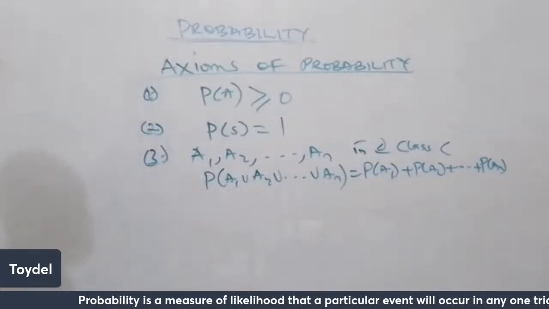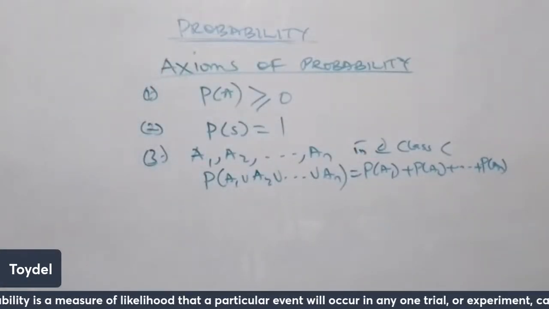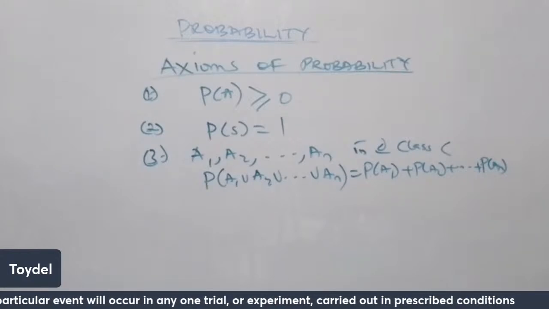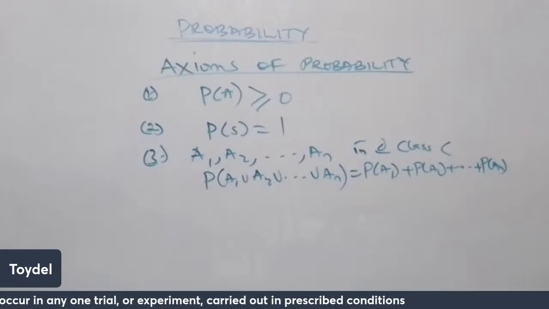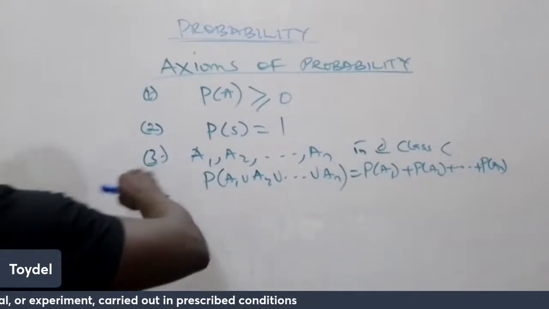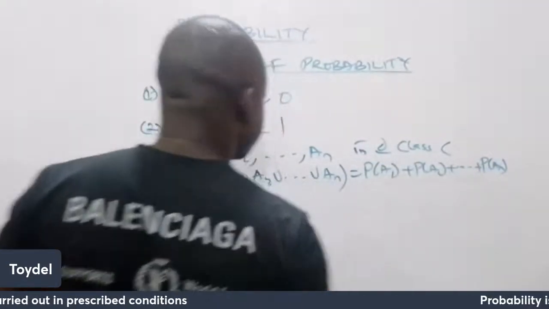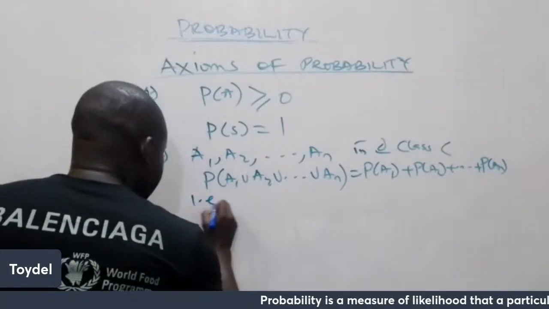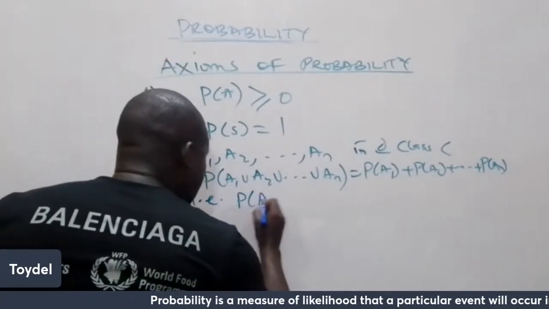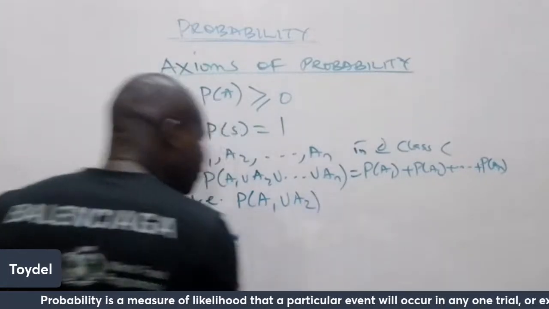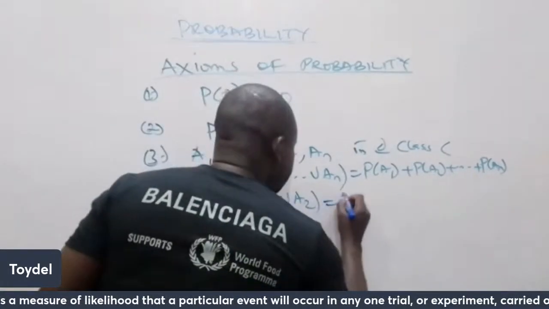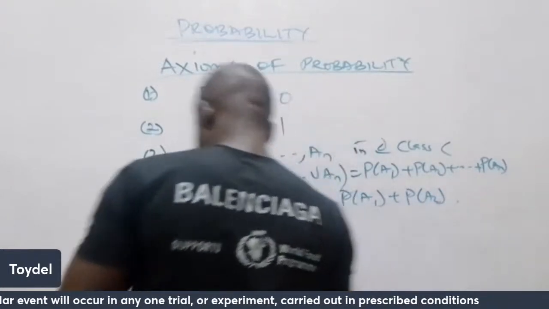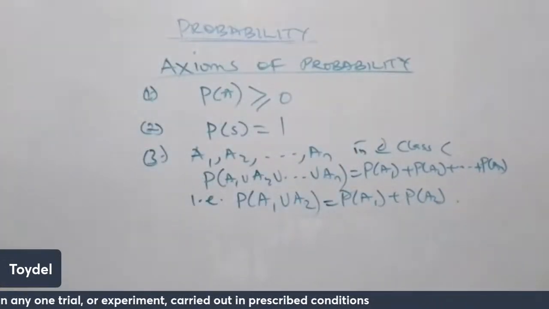In a situation where we have mutually exclusive events that cannot happen together, this is how we write the probability. If we have all these events and say they are mutually exclusive, that's what we are going to have. But let's say we have just two events, A1 and A2. If you narrow it down to the probability of A1 union A2, it simply means we are going to have the probability of A1, the first one, plus the probability of A2, the second one. That is what we are going to have.